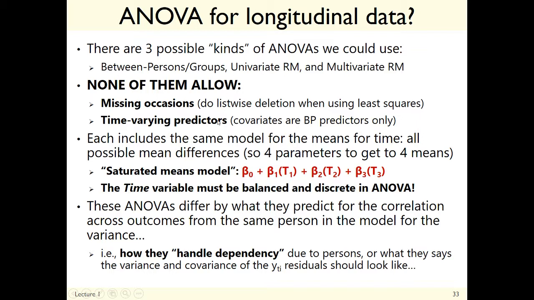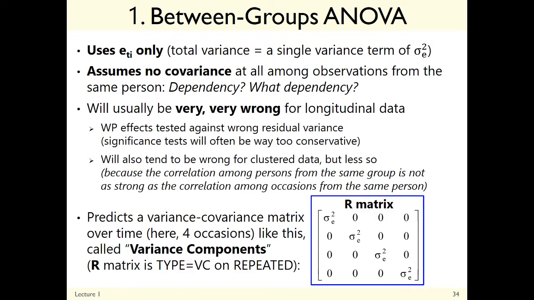All of these 3 kinds of ANOVAs have these same limitations. The way that they differ from each other is in their model for the variance and what they say about dependency of occasions from the same person. That's how they differ. So the straw man case that I would never fit for longitudinal data is the E-only single pile model, between groups ANOVA. It says there's no dependency, no correlation of occasions from the same person, so it fits a structure that looks like this. So this is what's known as variance components or identity. Equal variance across my 4 occasions, no covariance whatsoever.